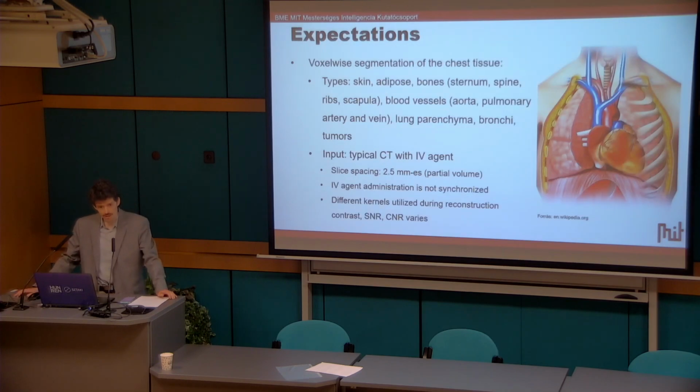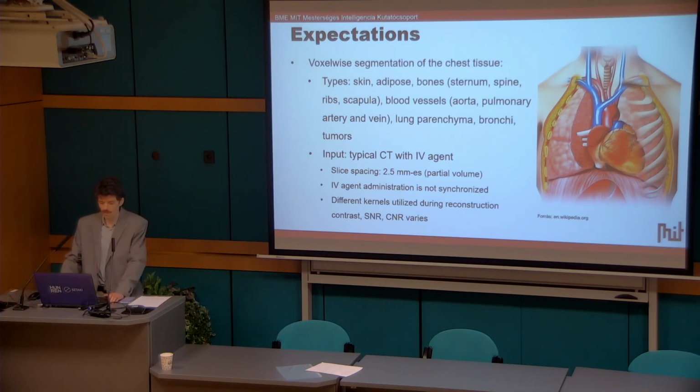About the expectations of our solutions, we must segment almost every organ of the chest. We must discriminate skin tissues, adipose tissues, bones. We must segment and discriminate blood vessels into systemic aorta, pulmonary artery and vein tree. We must also segment lung parenchyma, bronchial tree, tumors, and also the diaphragm.